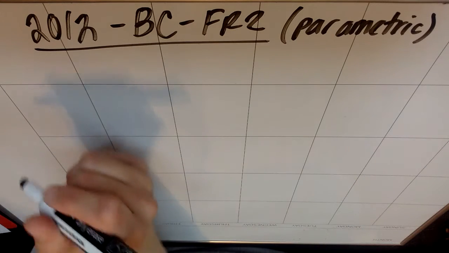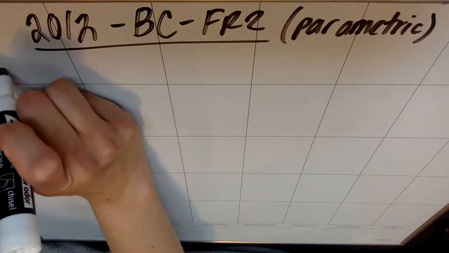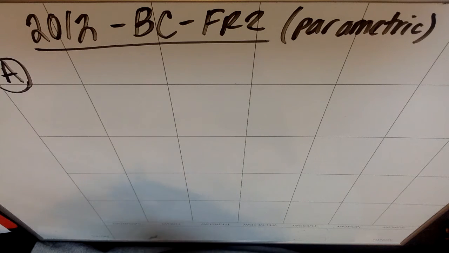All right, so part A asks us, is the horizontal movement of the particle to the left or to the right at t equals 2? Explain your answer. And then, in the same prompt, they ask us to find the slope of the path of the particle at t equals 2. So let's do this one thing at a time.